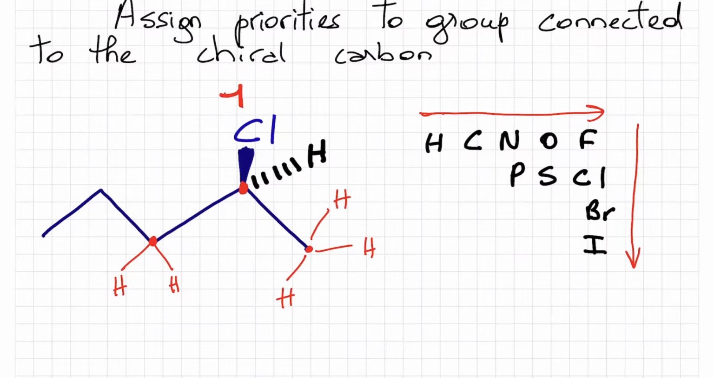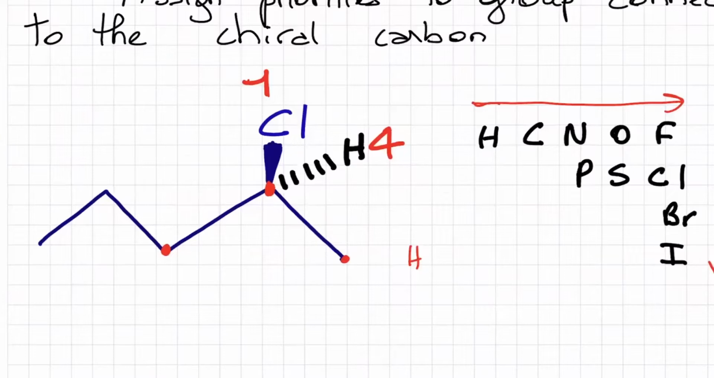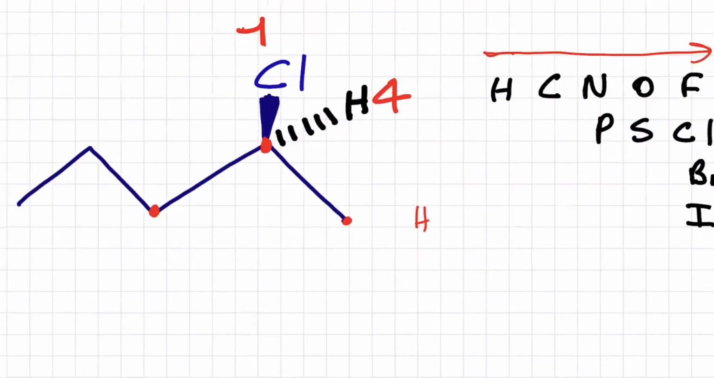Now, what else do we have left? We have hydrogen against two carbons. We know that hydrogen has the least priority, so we're going to assign group 4 to it. And now we're going to compare the carbon on the left to the carbon on the right. Let me remove some color to make it simpler. Let me zoom in a little. Let's see how we can break the tie.